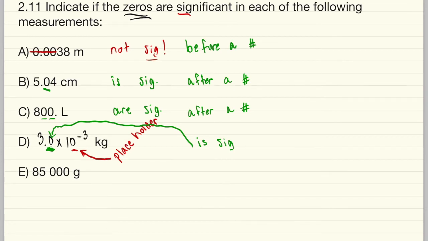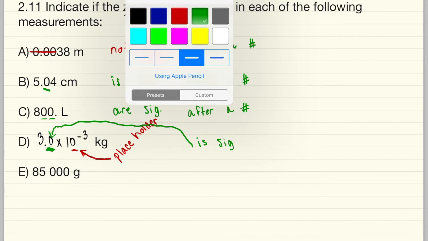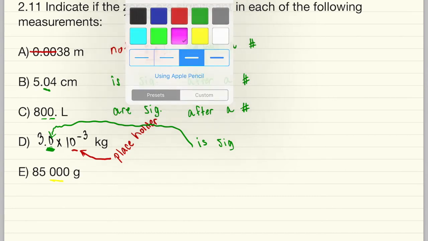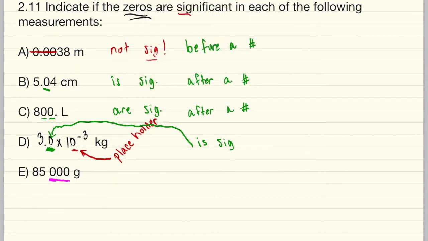Now, this textbook, strictly speaking, teaches the rules that if there's no decimal place, and there is a decimal place here, you can see that little guy there, if there's no decimal place and you have a whole bunch of zeros, these are ambiguous. That means they might be significant, they might not be. If you want them to be, they are. If you don't want them to be, they don't.